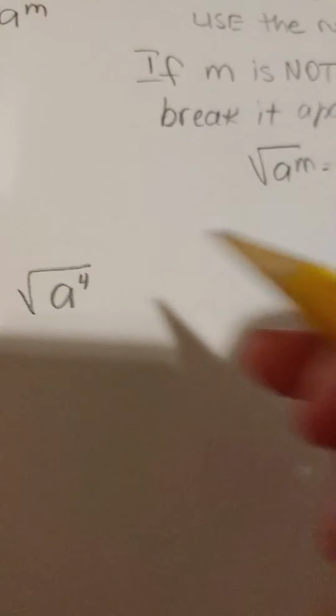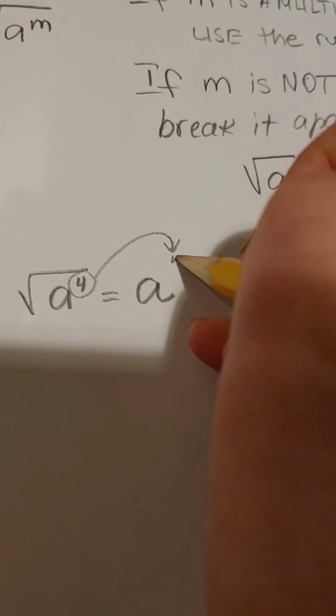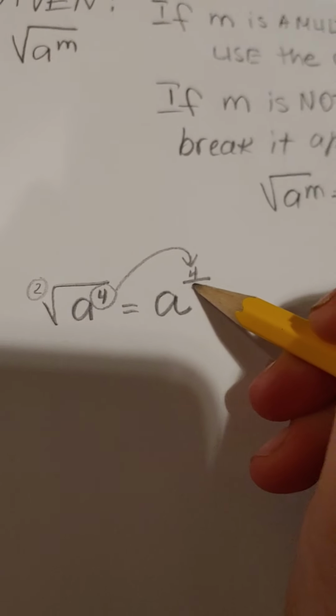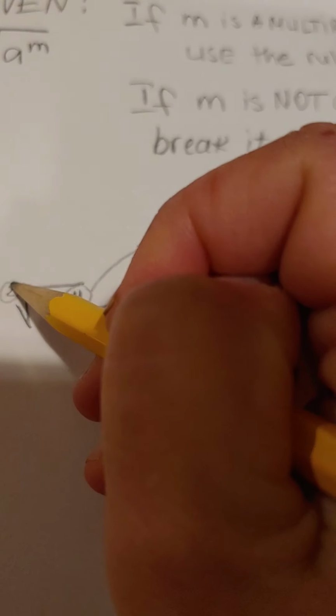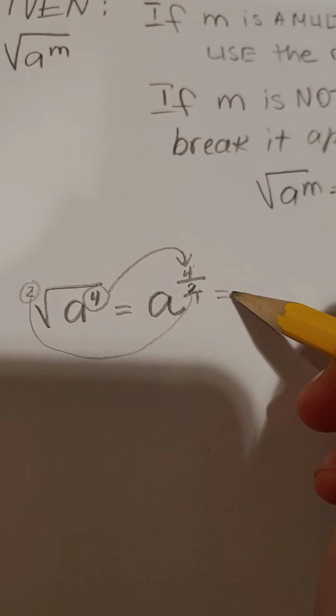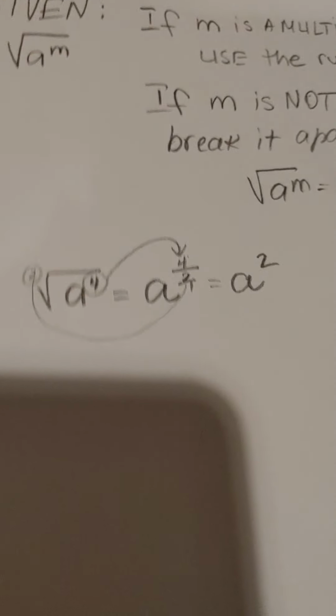For example, and this is not from this worksheet, I'm just making stuff up. If it's a to the 4th power under the radical, all you have to do is put a, and then this 4 goes on top of the fraction, and the number from right here, which we don't see any number, but we do know that it's 2. The index is 2, so 2 goes on the bottom. So the index goes on the bottom. And then 4 divided by 2 is 2. So it's a squared. That would be the answer.